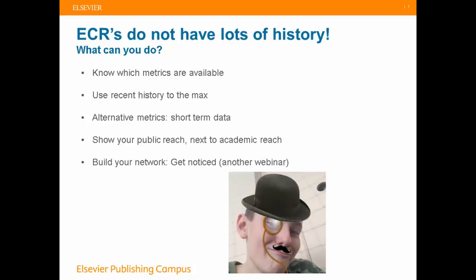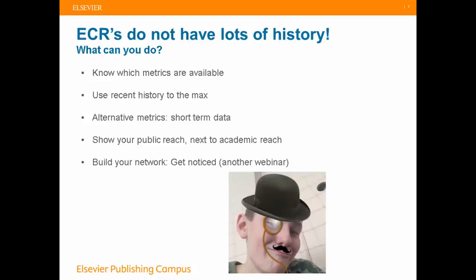Early career researchers, so ECRs, however, do not have lots of history. So what can you do? It's important to understand which metrics are available, because only with having this insight, having this overview, you can decide on when using what metrics at what time. And because you don't have a lot of history, at least use recent history to the max, because that's what you have, and especially if you compare yourself to more senior researchers, that is where you can stand out.